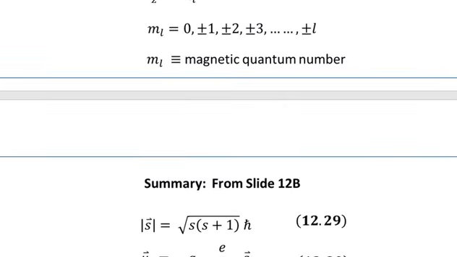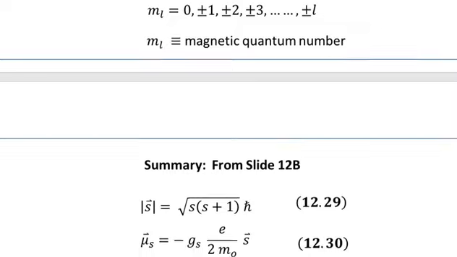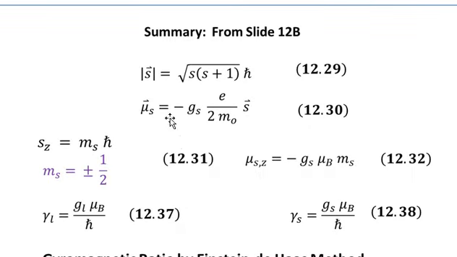Similarly, in case of the spin, you can also see in equation number 30 that there is a negative sign between the two vector quantities S and mu S. So it means that mu S, which is the spin magnetic moment of the electron, will be directed opposite to the spin angular momentum of the electron due to this negative sign.